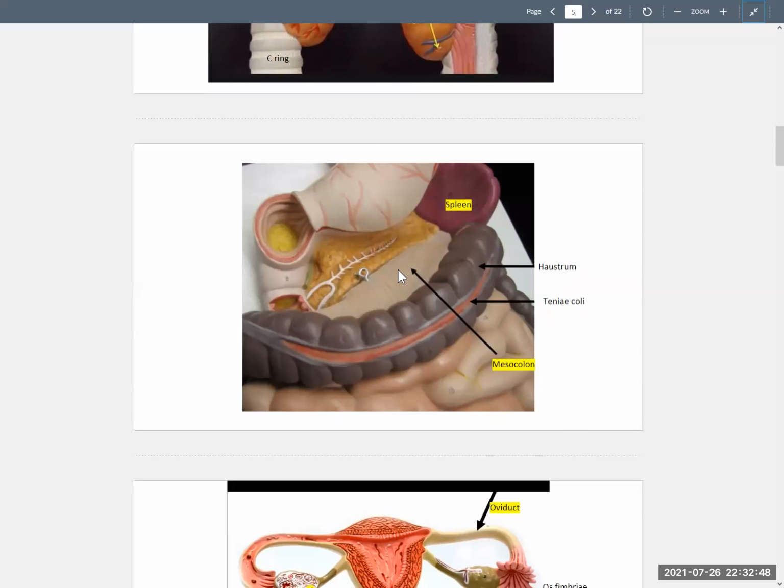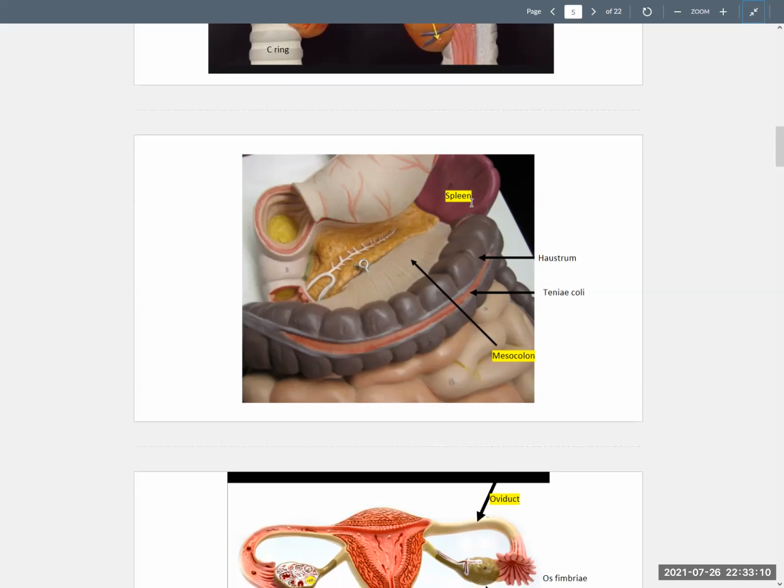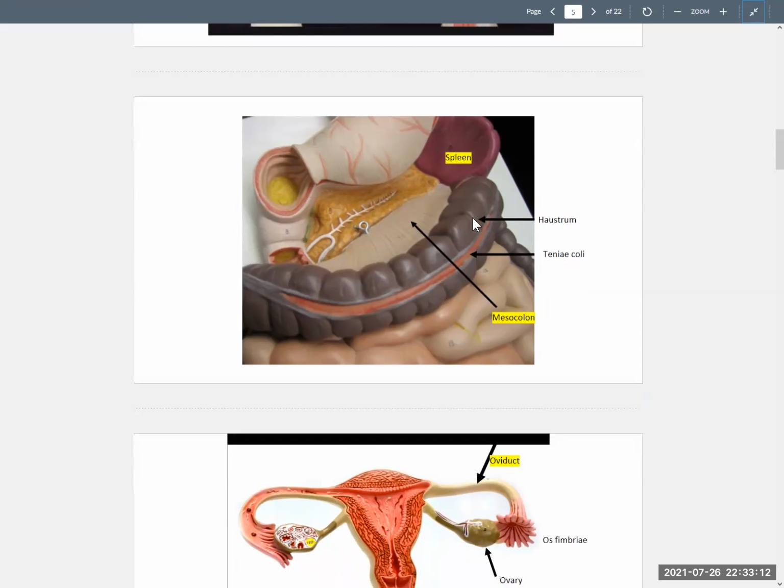The mesocolon is a great shot for that. The spleen, know that it's a reservoir for some blood, and also it's the largest lymph node and the largest organ in the lymphatic system. The spleen is also responsible for breaking down red blood cells. Omentum, taenia coli for sure.